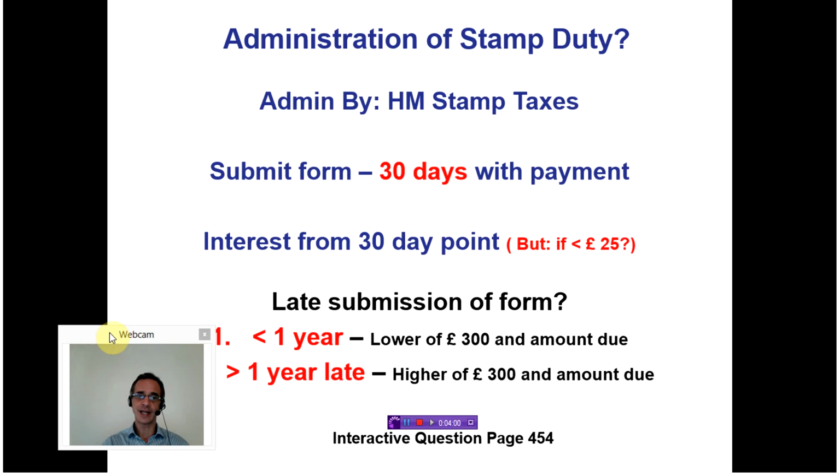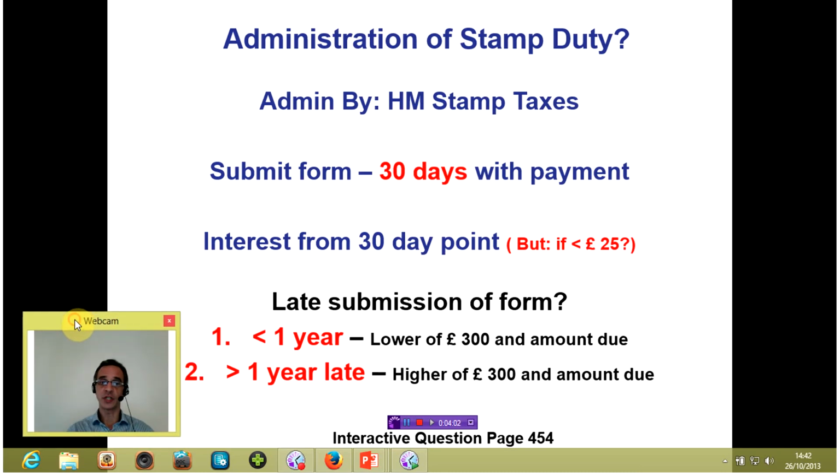Now, if the individual is late with the form, there are, as you'd expect, a set of penalties. Less than 1 year late, the lower of £300 or the amount due. Greater than 1 year, the higher of £300 and the amount due. Do take a look at the interactive question on page 454 in relation to that particular area of penalties and interest.